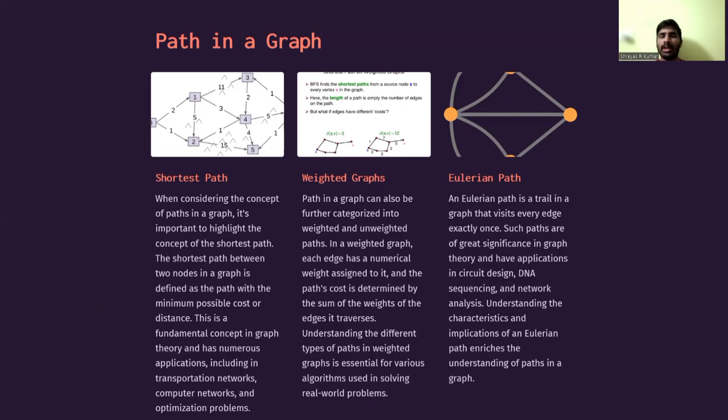Eulerian path. An Eulerian path is a trail in a graph that visits every edge exactly once. Such paths are of great significance in graph theory and have applications in circuit design, DNA sequencing, and network analysis. Understanding the characteristics and implications of Eulerian paths enriches the understanding of paths in a graph.